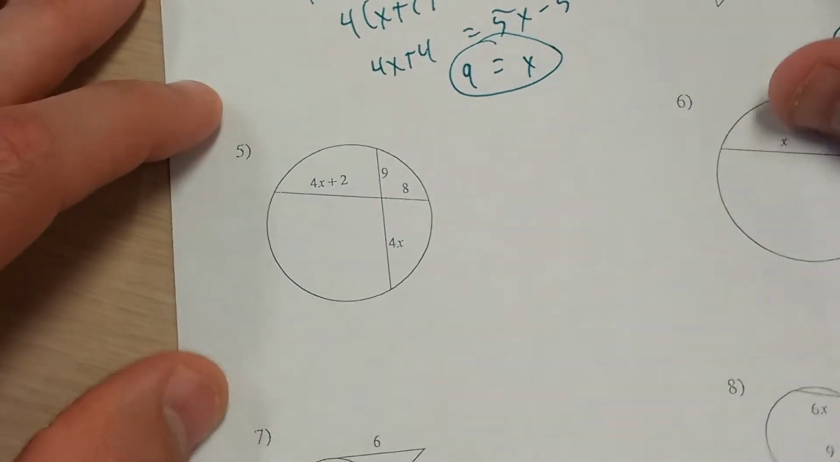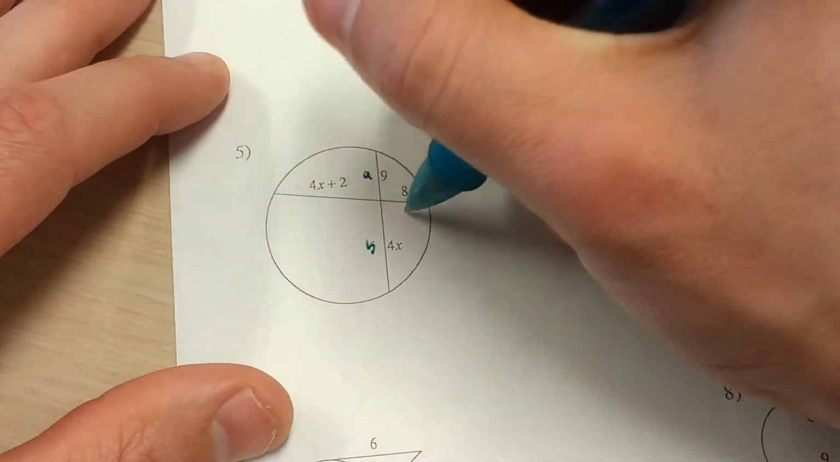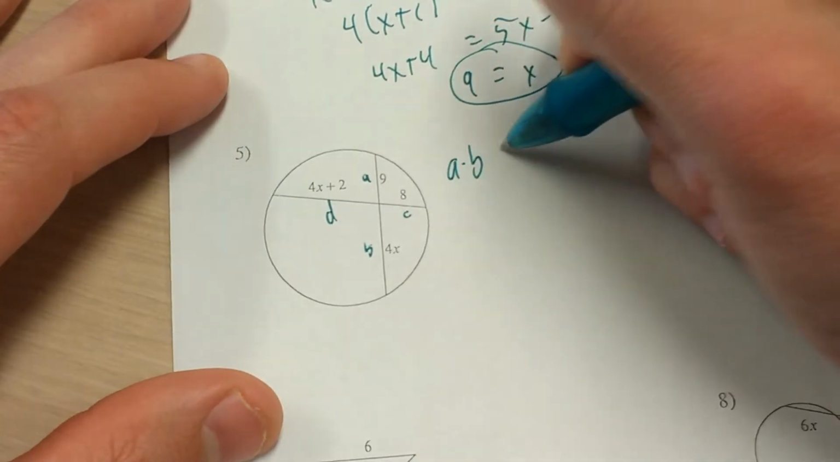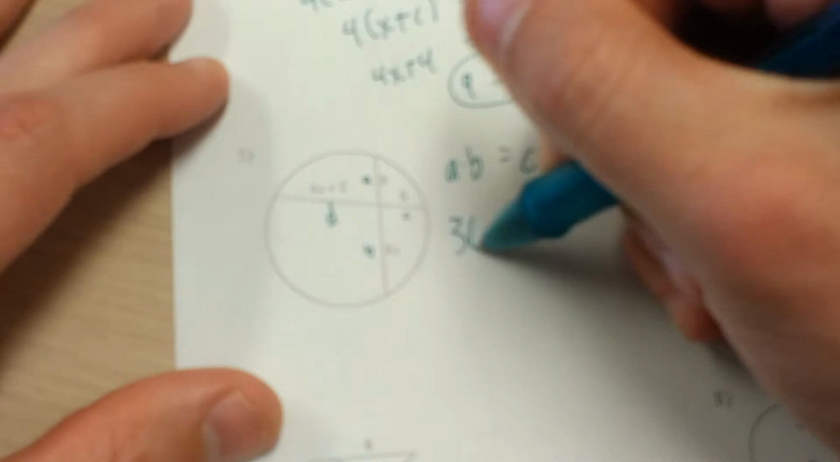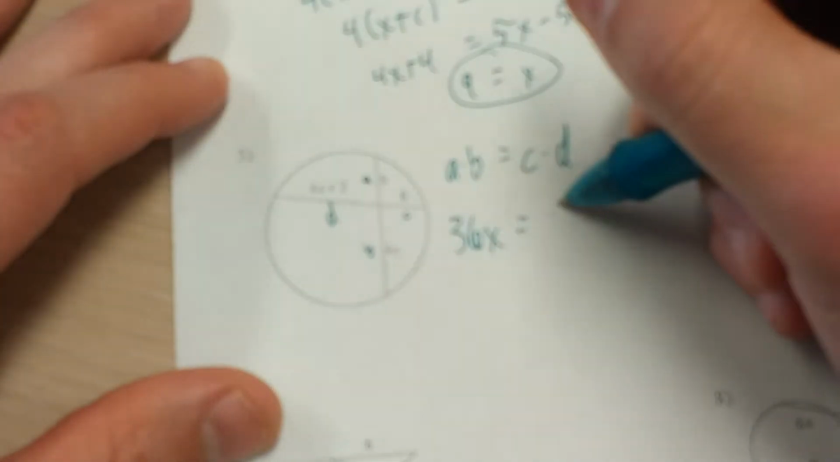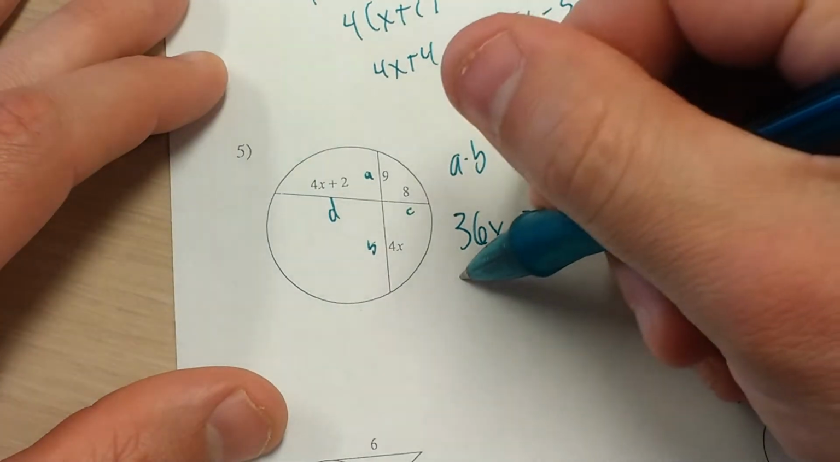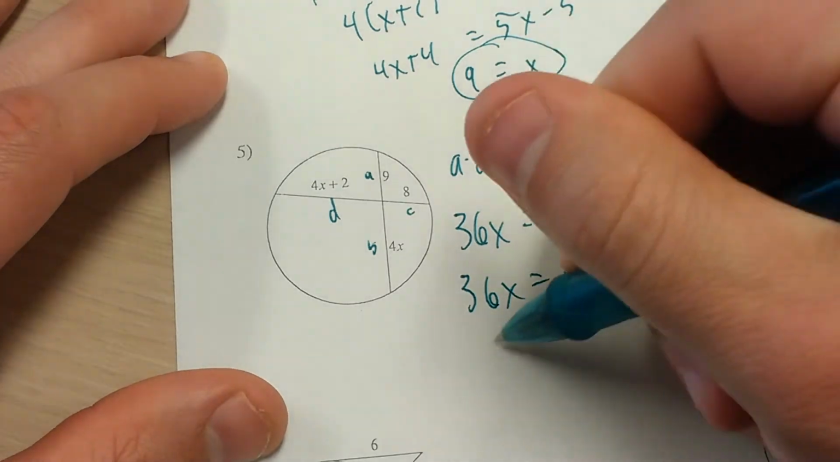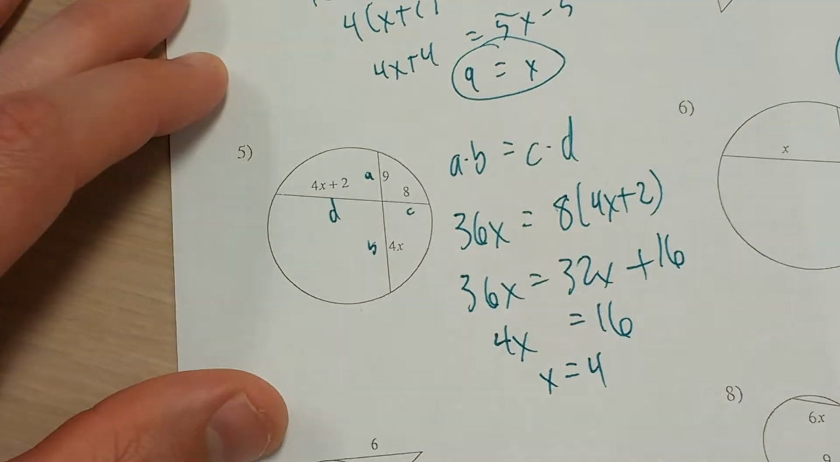Okay, further to a different rule, now we've got chords that intersect, and they are proportional. So I'm going to label this A and B, this C and D. And we're going to use that simple rule that AB is equal to CD. So AB in this case is going to be 36x. CD in this case is going to be 8 times 4x plus 2. Right, so I've got 36x equals 32x plus 16, or that 4x equals 16 and x must be 4.